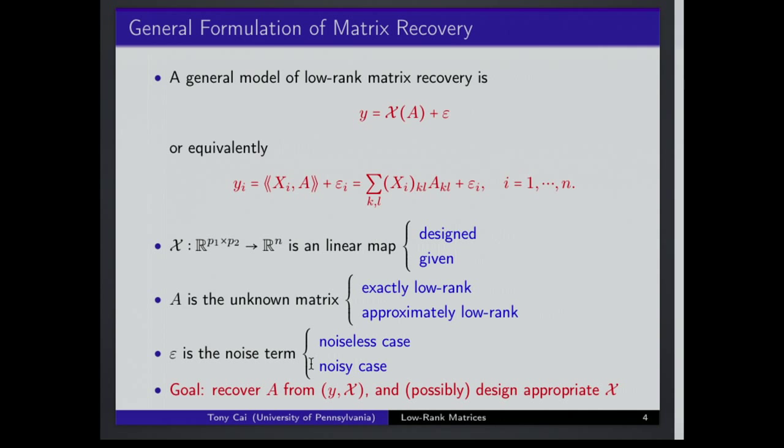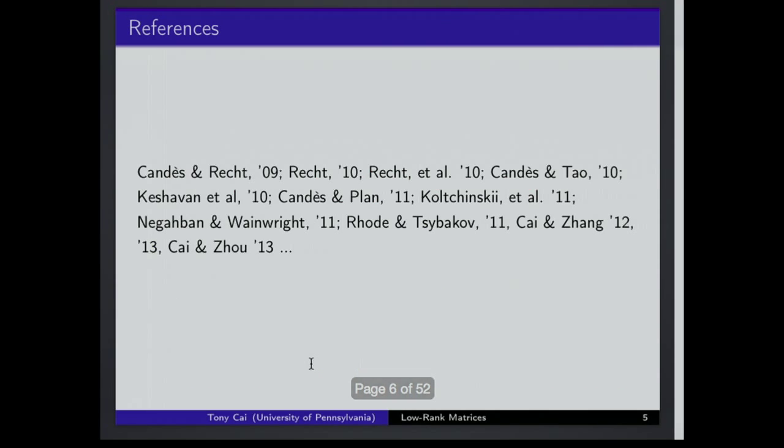And also, in terms of this epsilon, sometimes it's noiseless, so epsilon is 0, and sometimes it's noisy. And the goal is to try to recover this matrix A from those linear measurements. So for those of you who are familiar with statistics, this is just a matrix version of linear regression. And in typical linear regression, we deal with vectors. And there's a growing literature on matrix recovery, especially low-rank matrix recovery, and this is by no means exhaustive.